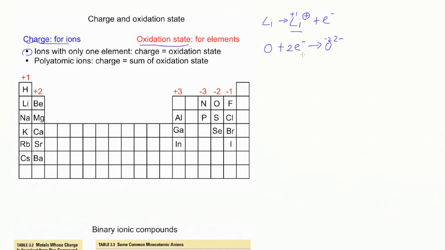Oxide, because it gets 2 electrons, the charge for oxide would be 2 minus. This is a charge. We use a small number on the upper right corner to show the charge of this ion. Because this one has only one element, the charge equals the oxidation state. So the oxidation state for oxygen is negative 2. This is rule number 1. Rule number 2: for polyatomic ions, the charge equals the sum of the oxidation states.